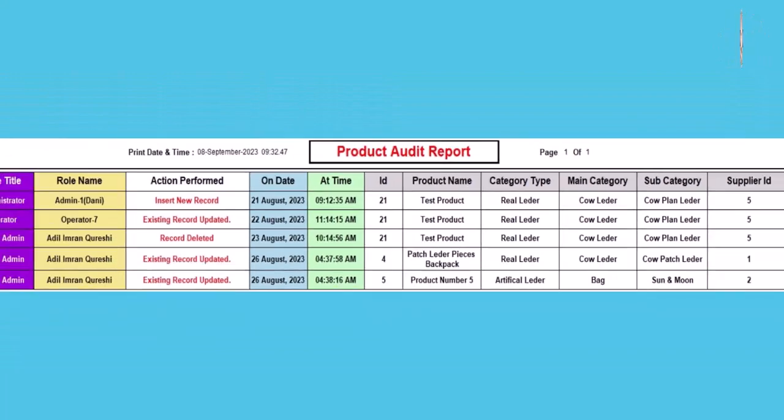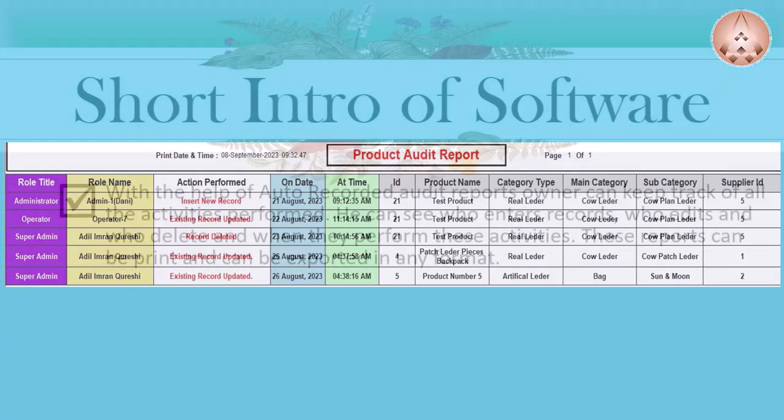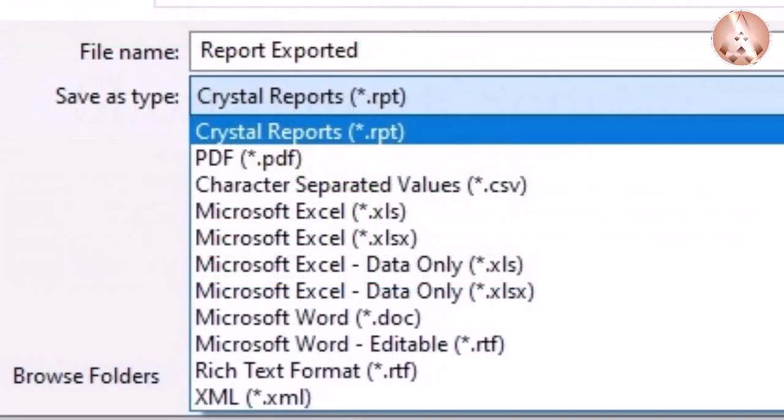So similarly, you can see other audit reports like this protocol audit report. Here is a list of all formats in which you can export a report. Almost all necessary formats are there: PDF, the most common one, then CSV, Microsoft Excel, Microsoft Word, rich text format, XML. So you can print a report as well as export a report in these formats which I have shown you here.